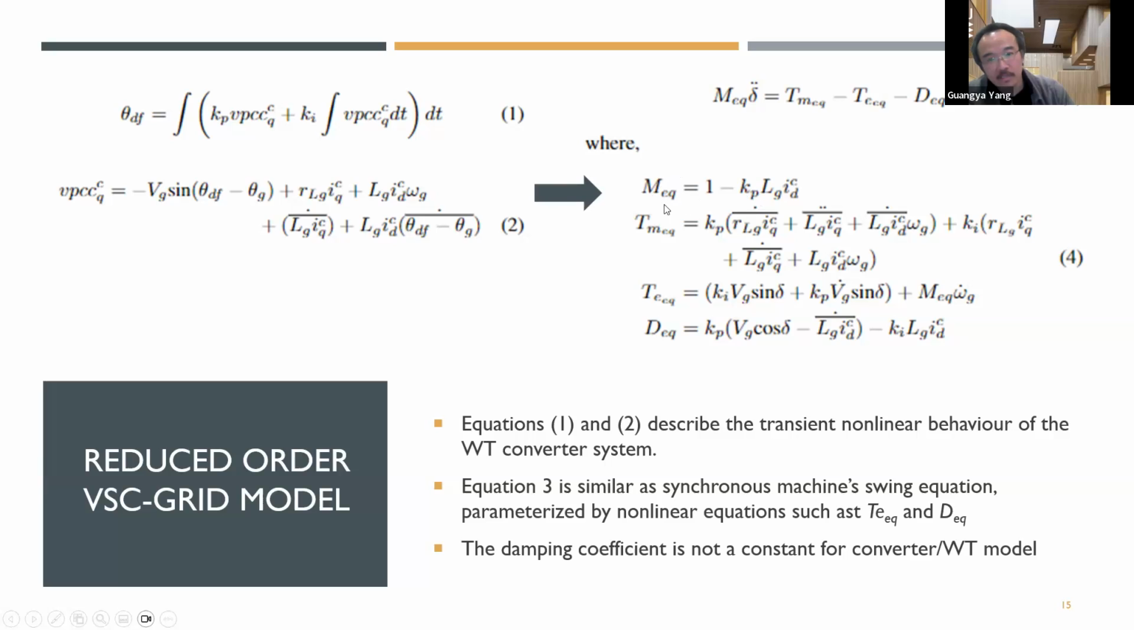then here this M, if we resemble the synchronous machine's swing equation, in the converter system is represented by this expression, where Kp is the proportional gain and Ki is the integral gain of the PI control of the PLL, the PI loop of the PLL. And then you also have IQC, the converter's Q axis current, and IDC, the converter's D axis current. And this is the full expression for this dynamic equation here.